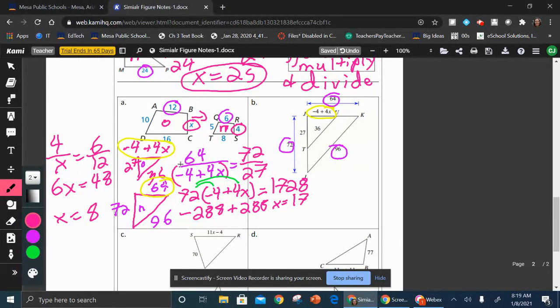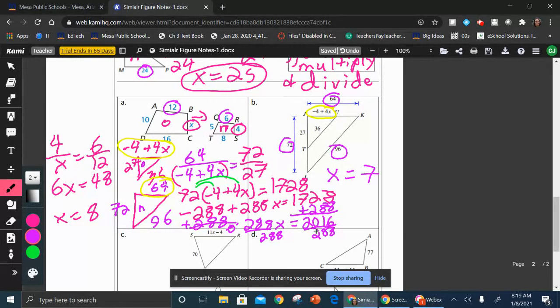Okay, and then we're going to go ahead and add 288 to each side. Okay, so that's 0. So then we get 288x is equal to 2016. Okay, we're going to go ahead and divide each side by 288, and we have x is equal to 7.